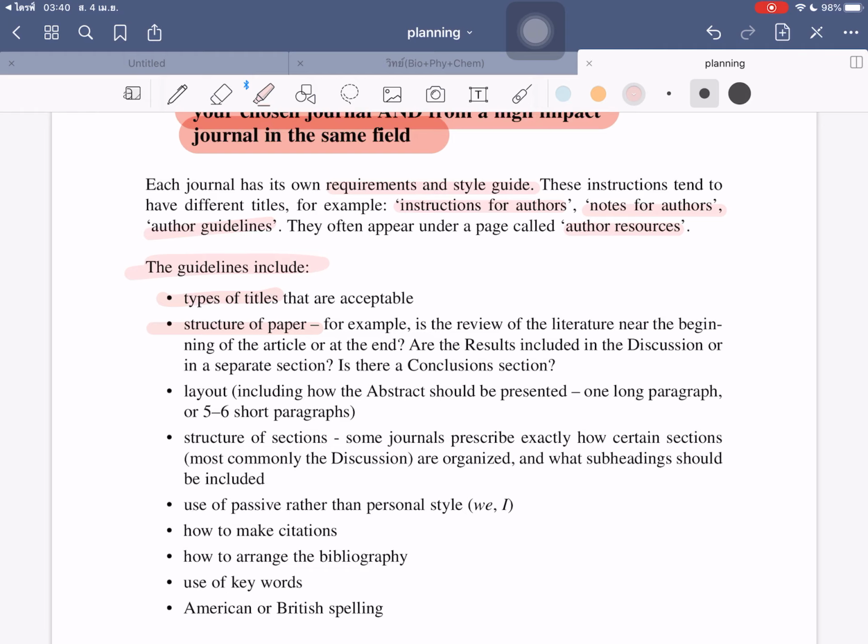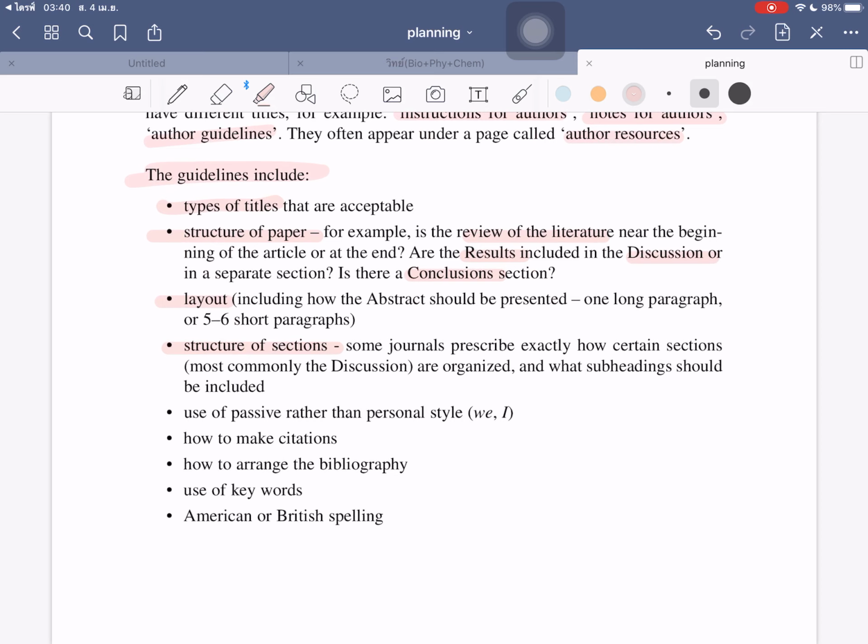For example, they can begin with a review of literature, and where the results are going to be included, in the discussion or in a separate section, or how the conclusion section should look. So this is the structure of the paper. And the layout of how the paper should be: the abstract should be presented as one long paragraph, or how the structure of sections is going to be. Some journals prescribe exactly how it is going to be.